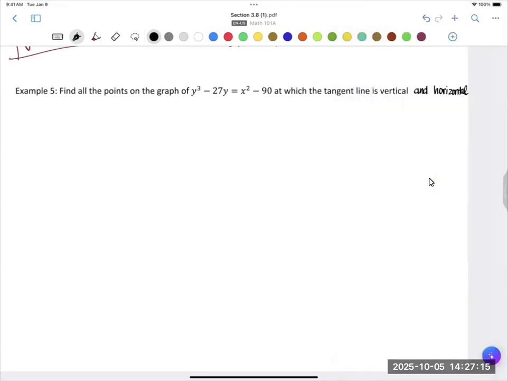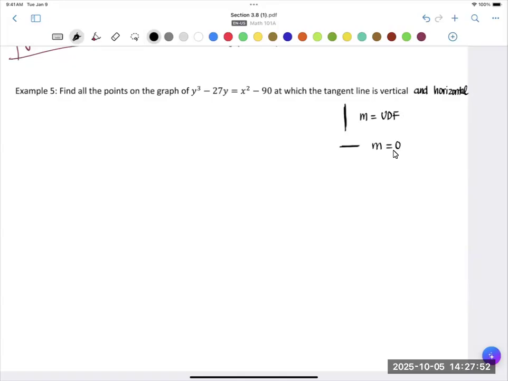Okay, so to find the slope of the tangent line, we know that whenever the line is vertical, what happens to the slope? The slope m is undefined. Okay, horizontal, the m is 0. So this question is the same as asking: what is the value of x where the derivative of this equation is undefined, and what is the value of x where the derivative is equal to 0.